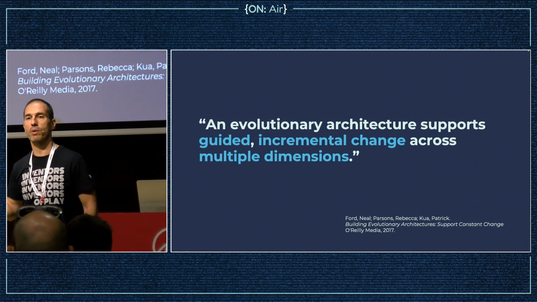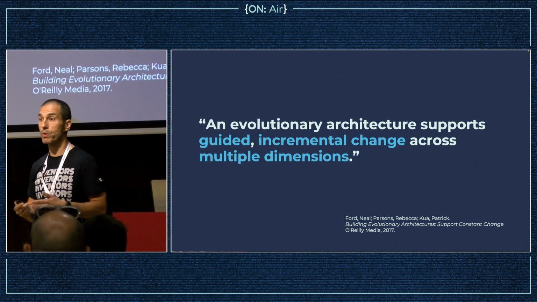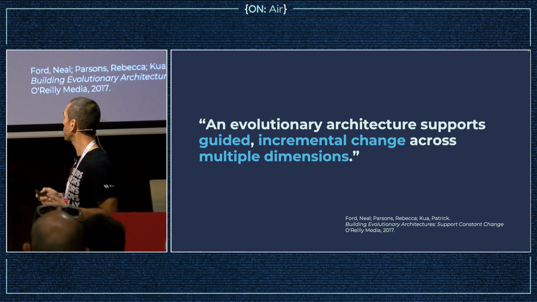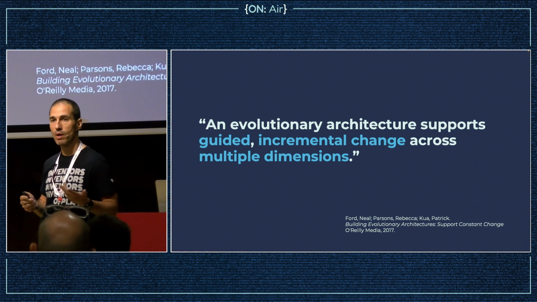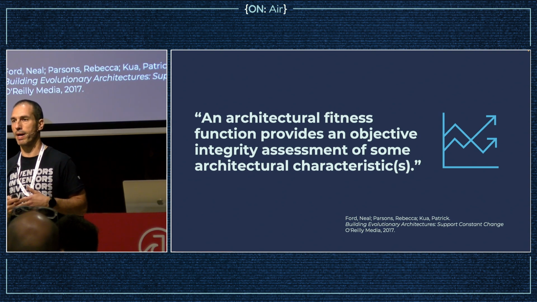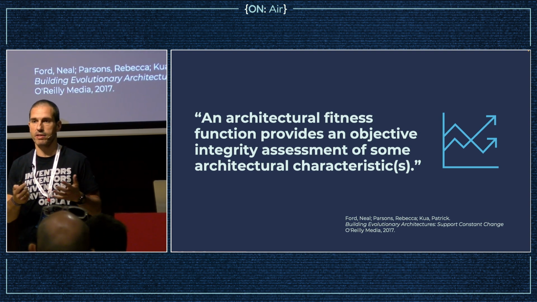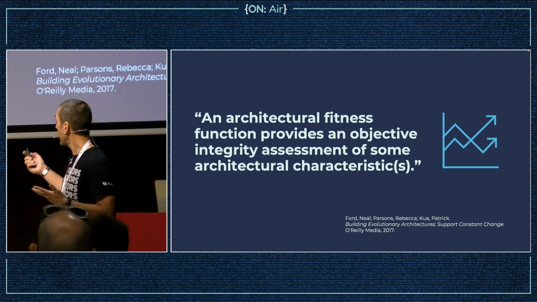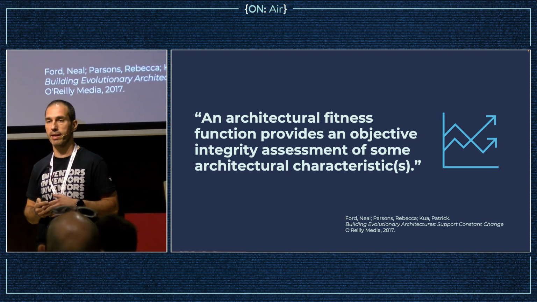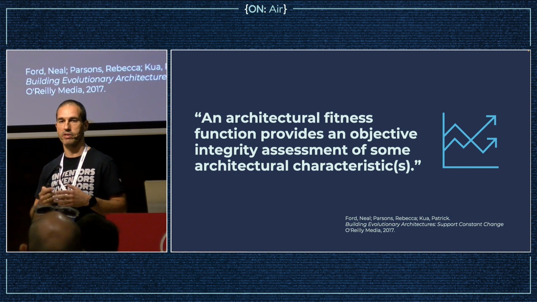With incremental change, it's probably something more common to most of us because we are used to using agile methodology, which actually promotes that incremental change. But I will focus more on the other two, guided change and multiple dimensions. What do we mean by guided change? With guided change, we mean some sort of mechanism that allows you to measure how the changes impact the characteristics of your software architecture. That's why they invented this concept of the architectural fitness function in the evolutionary architecture technique, which basically does that: a mechanism that measures how the changes impact your architecture.